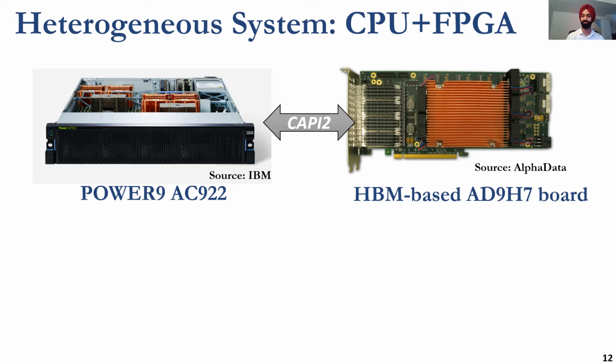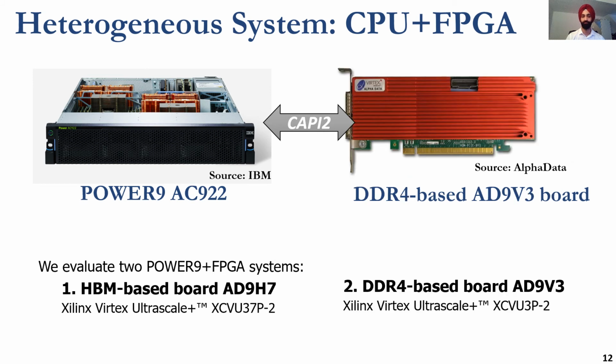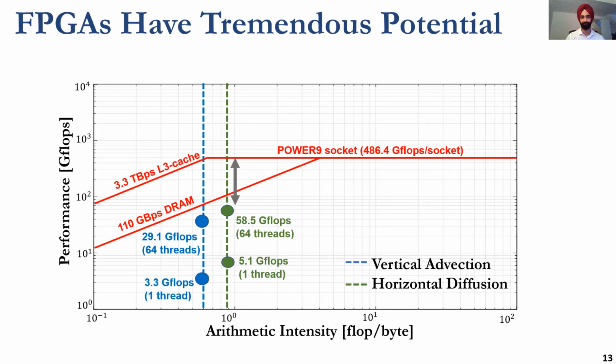Our heterogeneous system comprises an IBM Power 9 CPU connected to an FPGA board via the CAPI2 interface. In our evaluation, we make use of two FPGA boards. First is Alpha Data 9H7 with HBM memory, and the second is Alpha Data 9V3 with DDR4. Our CPU-FPGA heterogeneous platform offloads the representative weather kernels onto the FPGA, where 98% of execution happens.